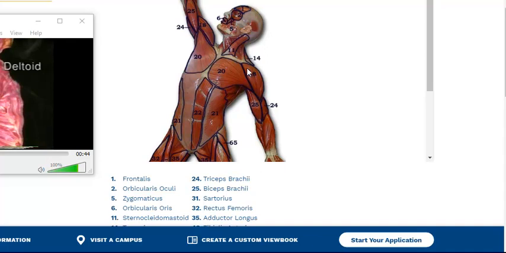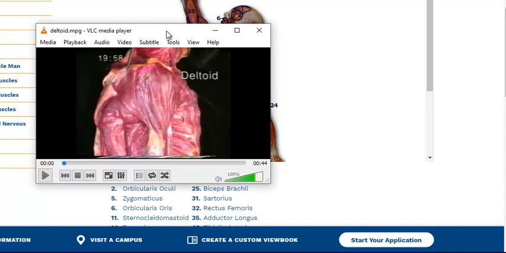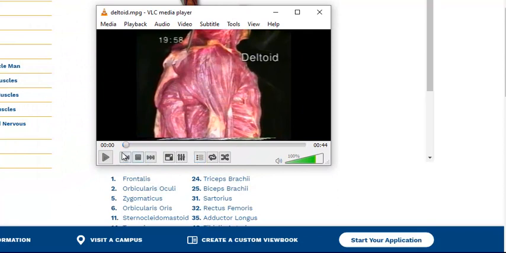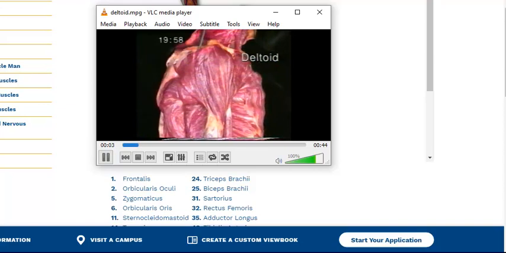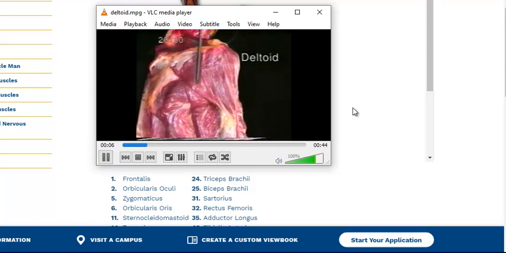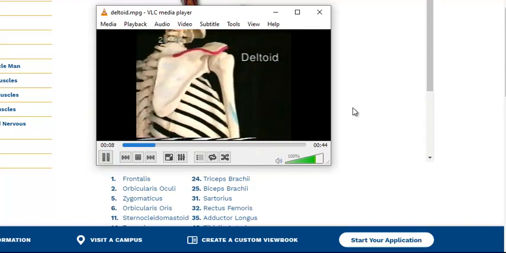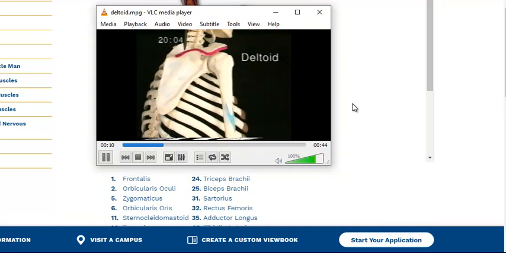And then right here is the deltoid muscle, and I thought it would be kind of fun to show you a video of an actual autopsy where they're showing you the deltoid muscle. So let's see if I can get that to play for you. And this is a freshly deceased person. The meat is still very red.